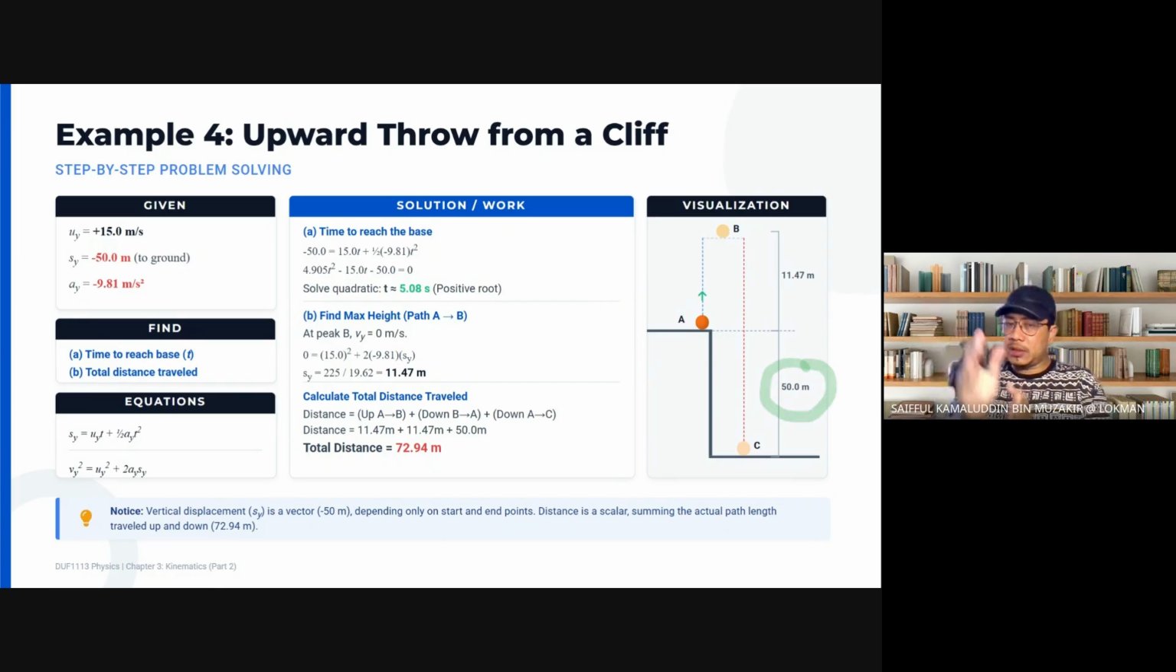Why negative? Because it is displacement. We should show the direction. So the direction of sy is the shortest distance from initial position to the final position, so our sy is negative because downward. Okay, we could take the depth of the cliff as our sy, so we could manipulate this one to become negative 50 meters. So this is free fall, even though you're throwing upward, the ball is being pulled down by the gravitational acceleration, and our ay is still negative 9.81 meters per second squared.